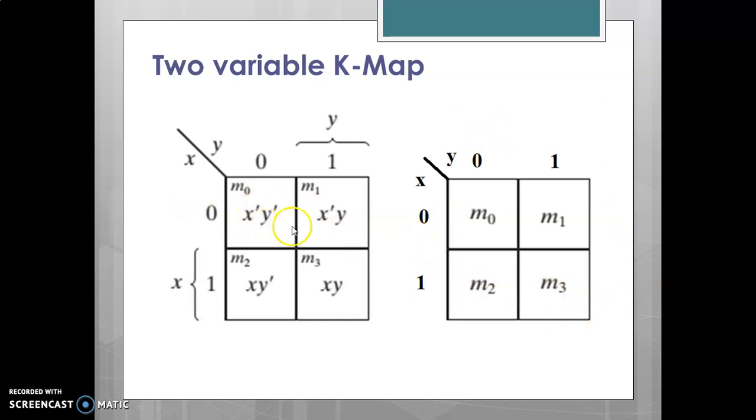Instead of labeling it with the input variables, we label it by using minterms. So the decimal equivalent of the input is represented here. The decimal equivalent of 0, 0 is 0. So M0 is written in the first cell. Decimal equivalent of 0, 1 is 1. So M1 is written here in the second box. Decimal equivalent of 1, 0 is 2. So we write M2 here. And decimal equivalent of 1, 1 is 3. So M3 is written here.